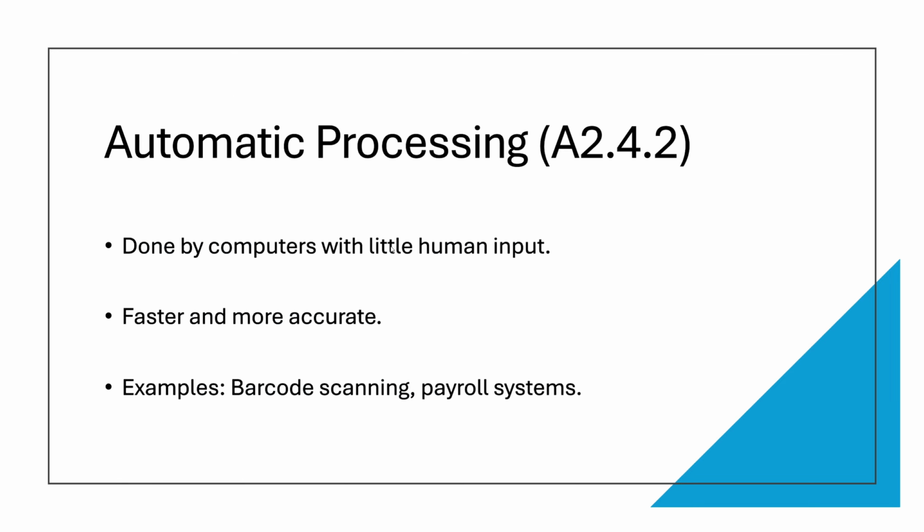Next, we have automatic processing, done by computers with little human input. That does not mean no human input, simply little human input. A human has to create the program, a human has to turn it on, a human has to run the program. It is typically faster and more accurate. Examples: barcode scanning and payroll system.